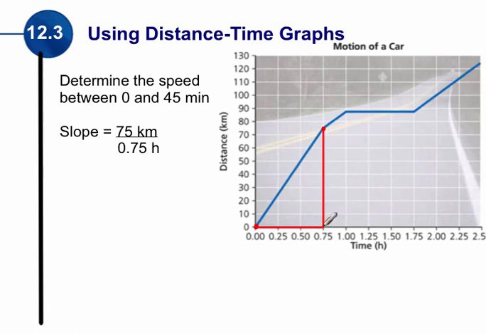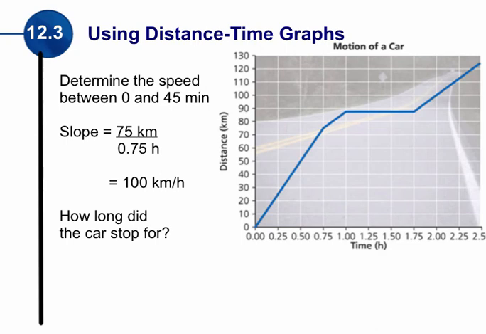We go up 75 kilometers in a time of 0.75 hours. Notice we have the units in there, and then we just do the calculation. The slope of this line is 100 kilometers an hour.